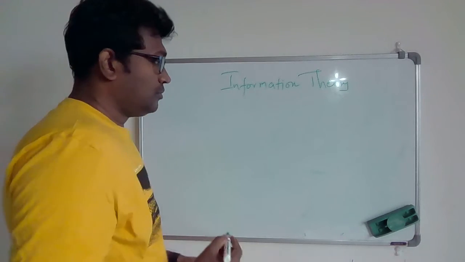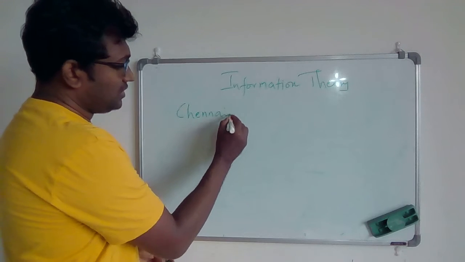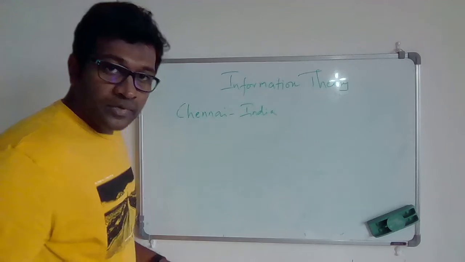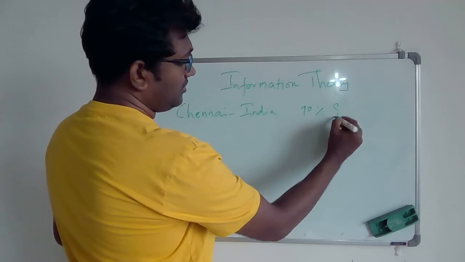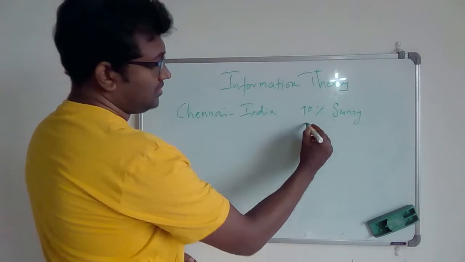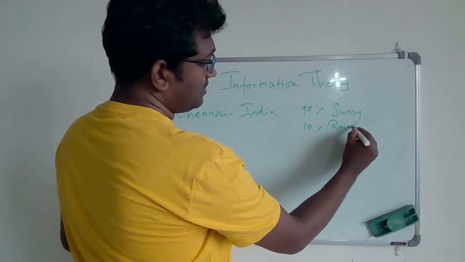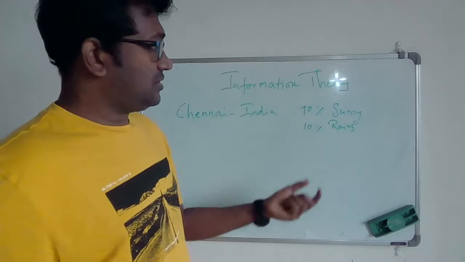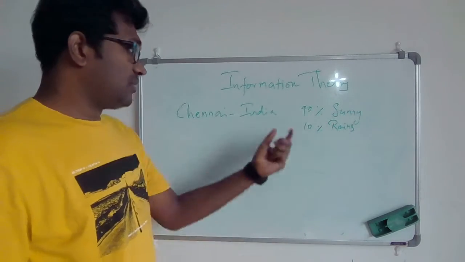So, I live in Chennai, a city in India. It's 90% sunny here. Of the entire year, it's 90% sunny, and 10% probably it rains. That's mostly the weather. Just assume that there are only two kinds of weather, and mostly it is sunny. This is the rains.